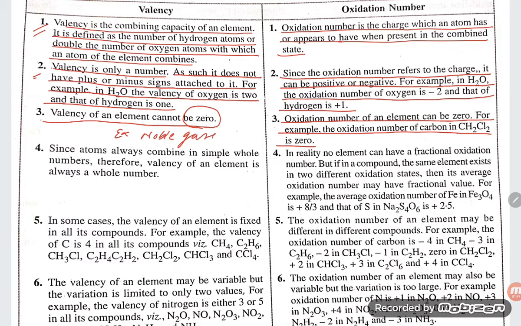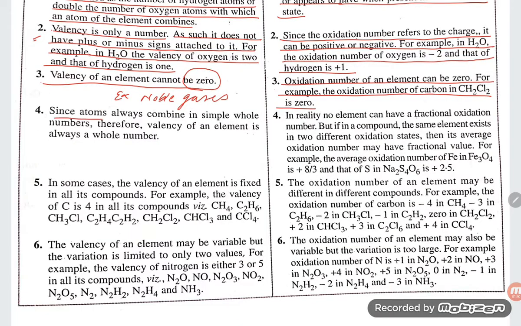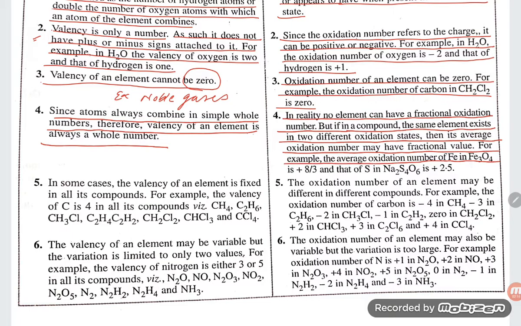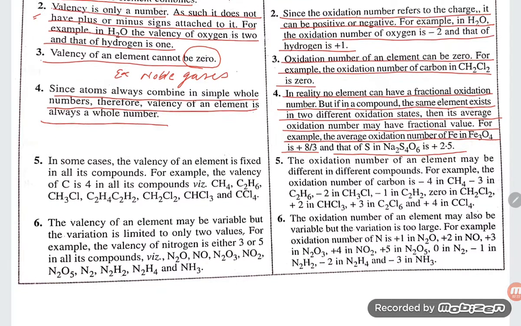Now, since atoms always combine in simple whole number ratios, the valency of an element is always a whole number. In reality, no element can have a fractional oxidation number, but if in a compound the same element exists in two different oxidation states, then its average oxidation number may have a fractional value. For example, the average oxidation number of Fe in Fe3O4 is +8/3 and that of sulfur in Na2S4O6 is +2.5.